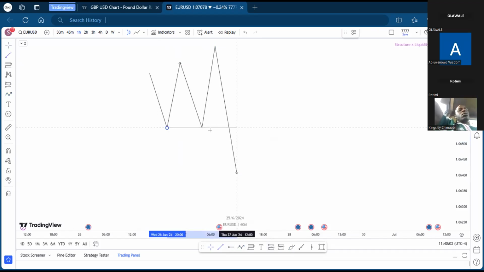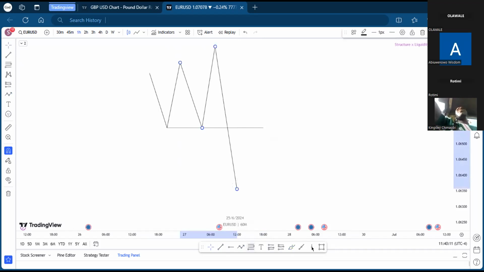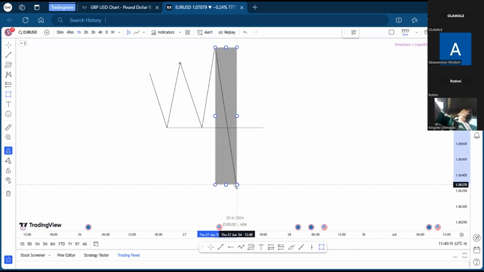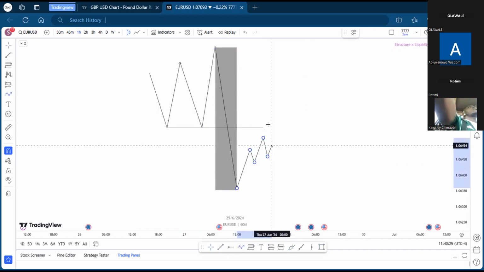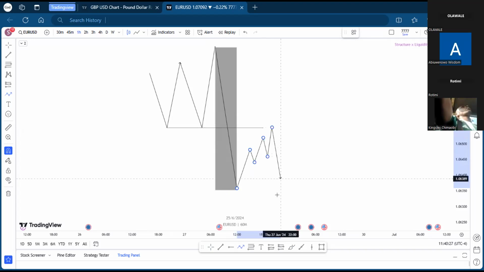So price tested it once here. We bought only for price to disrespect it again, right? The moment you see price disrespect it and you see that this was like an impulsive move to the downside that led to that disrespect of that particular key level, just know that the next thing we want to see price do is create for us an inducement liquidity back to that same key level, and we'll just continue to sell to the downside.